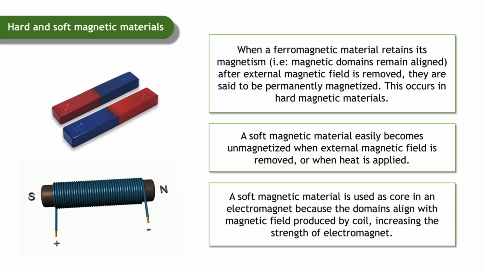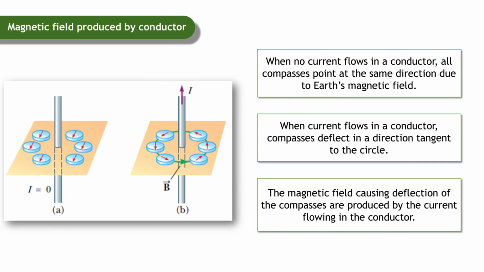Soft materials are ideal for use as cores in electromagnets, as their domains align to significantly increase the overall strength of the magnet. Now, let's explore how electricity creates magnetism. As shown in these diagrams, when no current flows through a conductor, all nearby compasses point in the same direction, following Earth's magnetic field. However, as soon as current begins to flow, the compass needles deflect to point in a direction tangent to a circle around the wire.